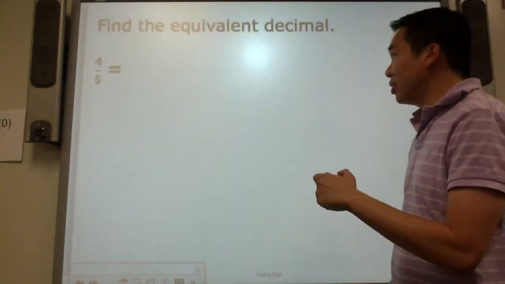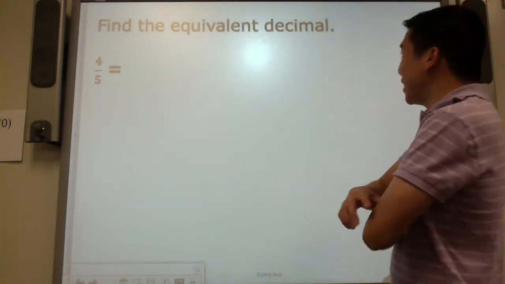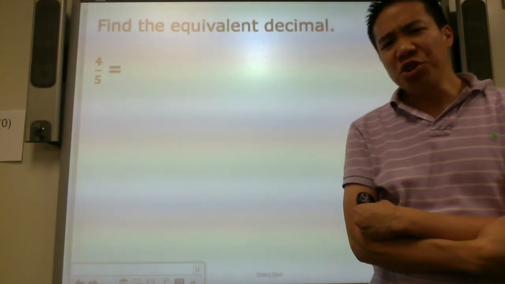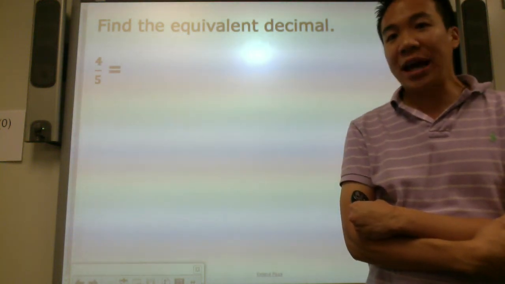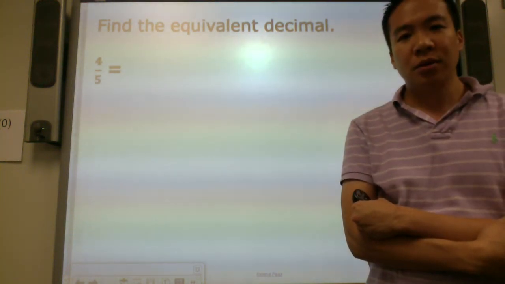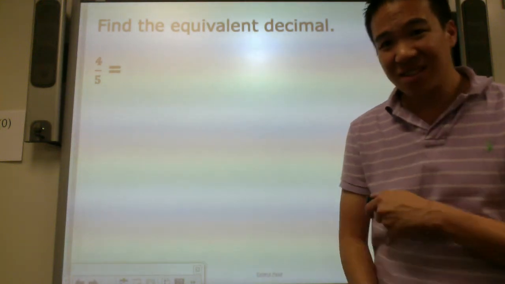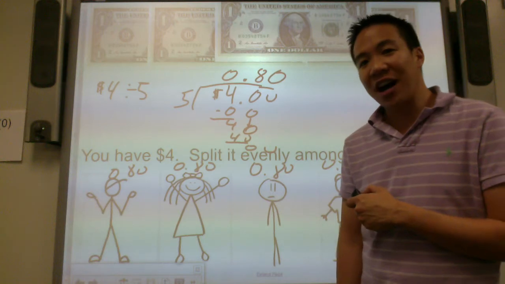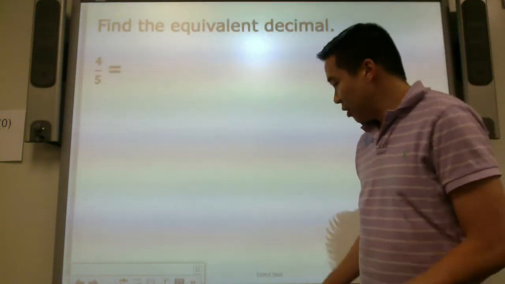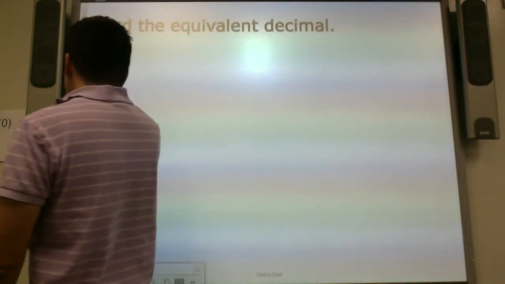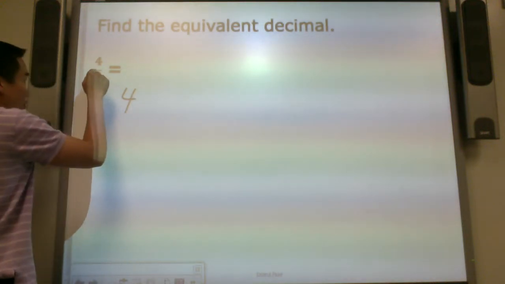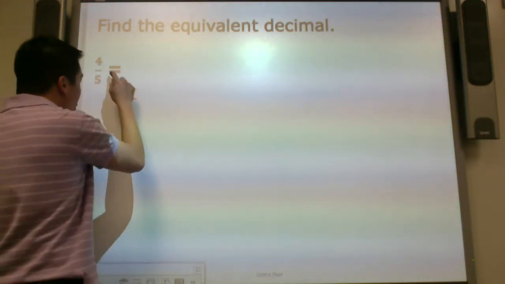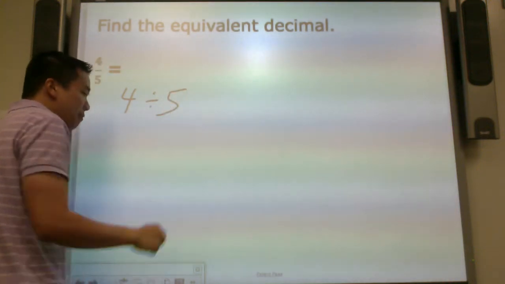I would like you now to find the equivalent decimal for the fraction 4/5. Before you sit here and say to yourself, I don't know how to do it. Guys, we just did it. You have $4 and you're dividing it into 5 parts. 4/5 is the same as saying you have 4. This little line here, this bar means divide. You have 4 divided into 5 parts.